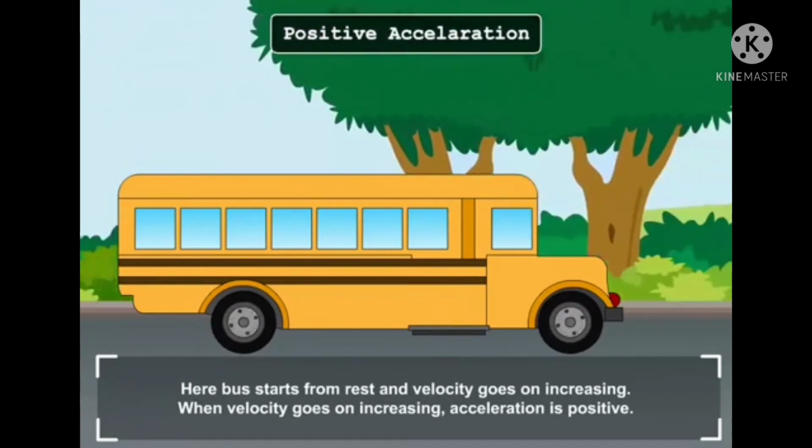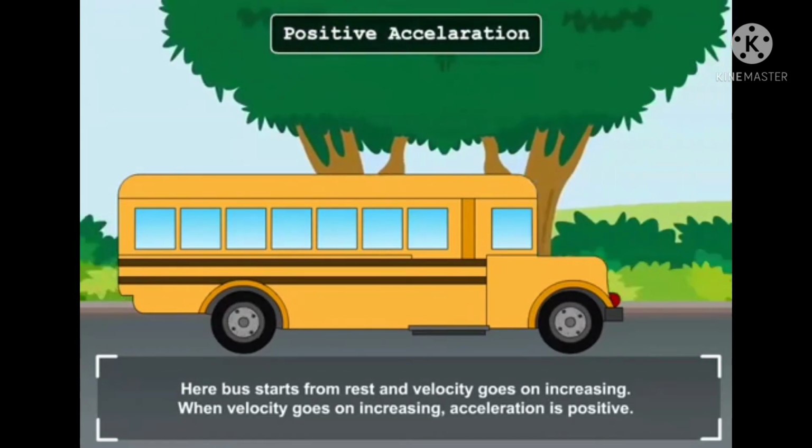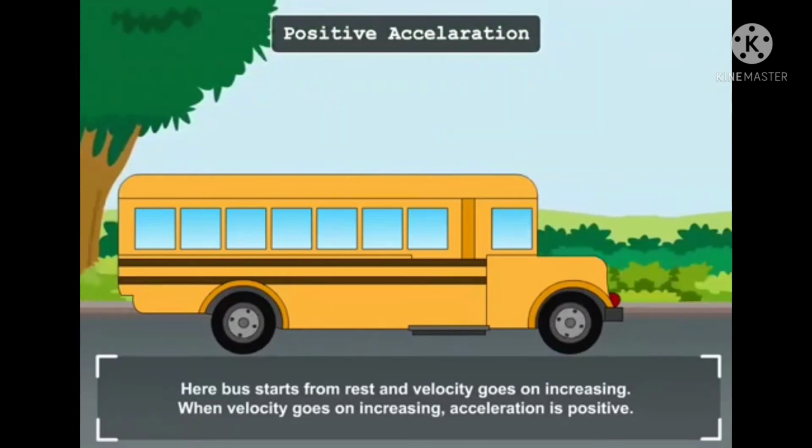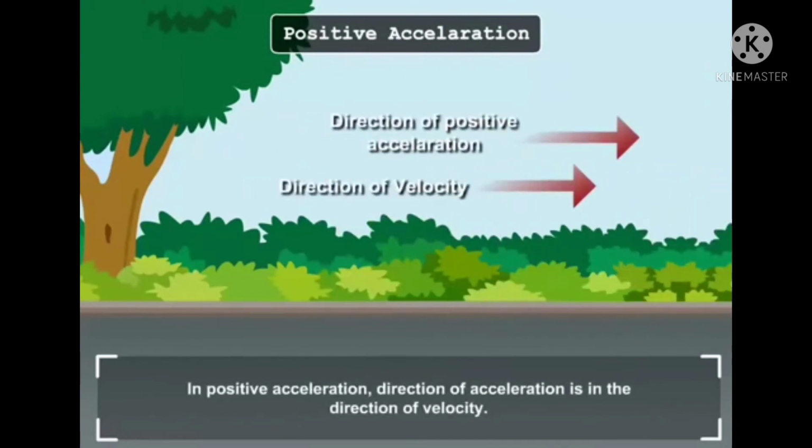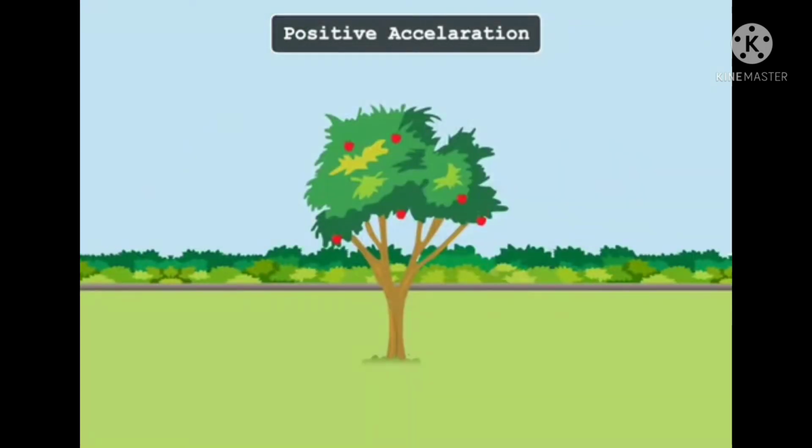Here a bus starts from rest and velocity goes on increasing. So when velocity goes on increasing, the acceleration is positive. Why? Because the direction of velocity and the direction of acceleration are the same. They both are in the same direction, my dear children.